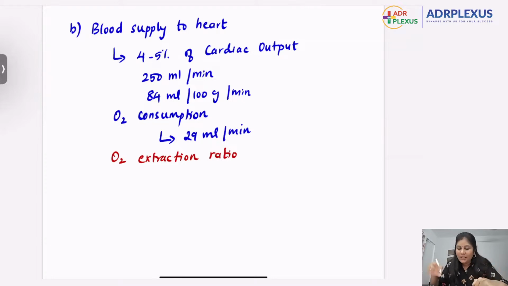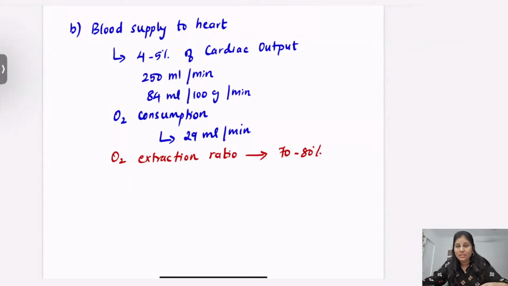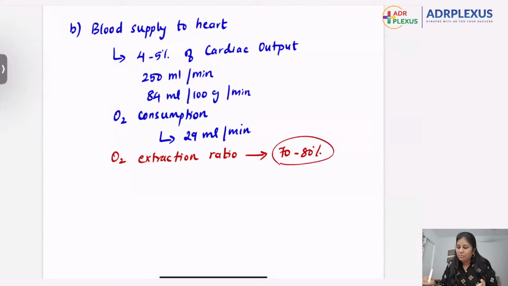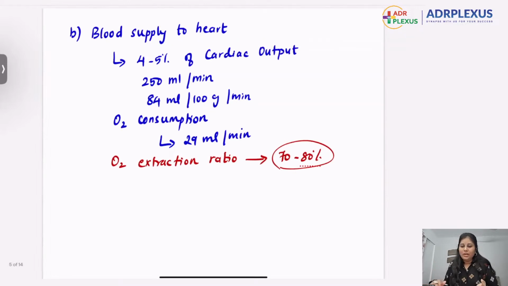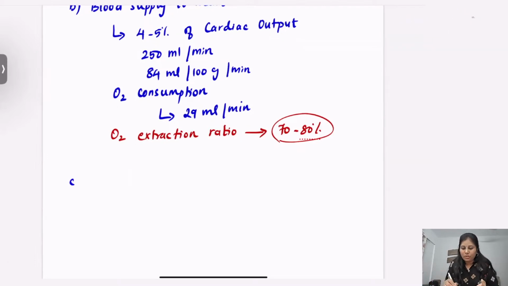That 5 ml accounts for about 25-26%. But in the coronary tissues, that is your myocardial tissues, the oxygen extraction ratio is almost 70 to 80%, because the heart is working 24/7. The oxygen requirement is very high, so they extract most of the oxygen from the arteries. That is why this is a very important point. 70 to 80% is the oxygen extraction ratio. Now, going on to the next important point.